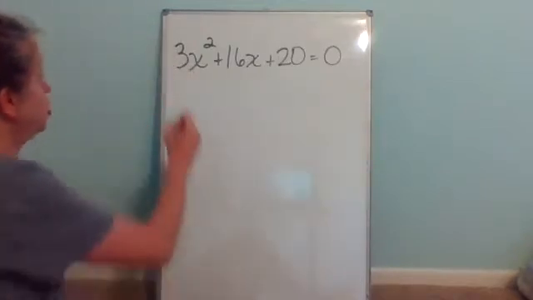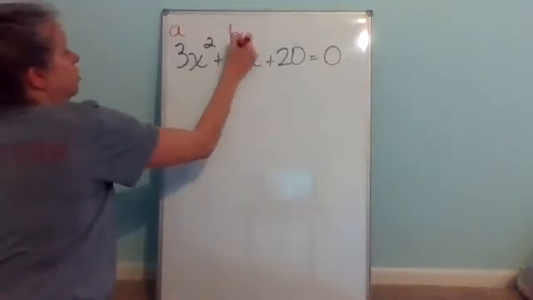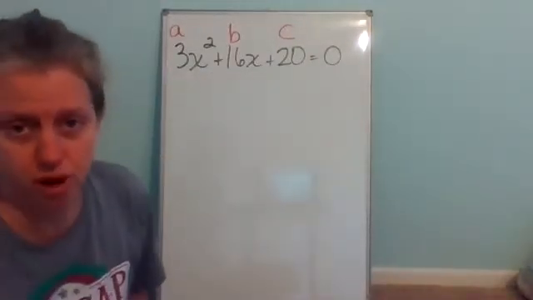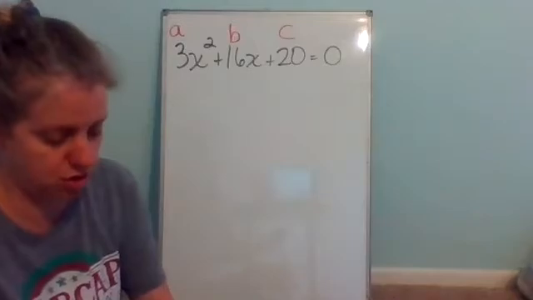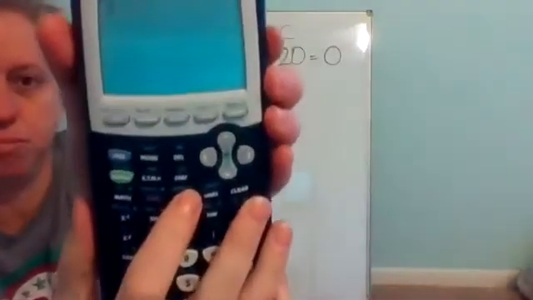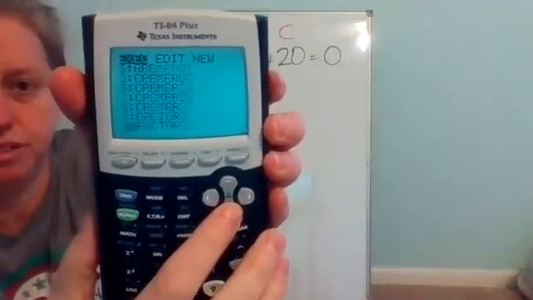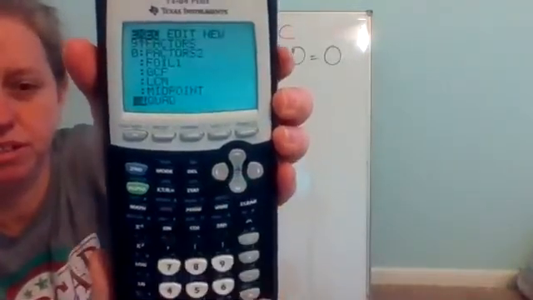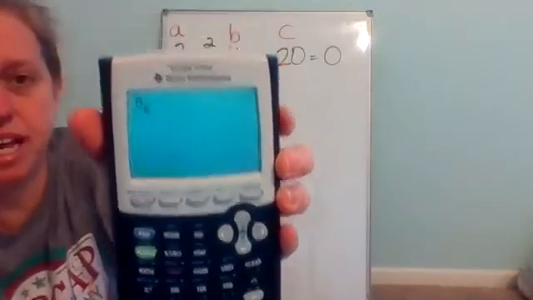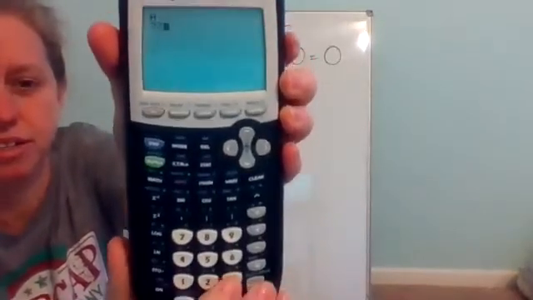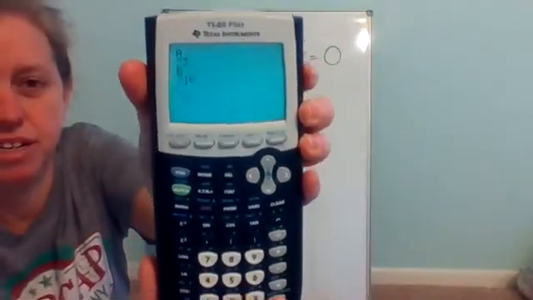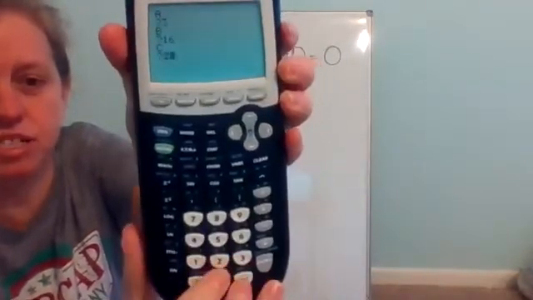And then again, here's your A, your B, and your C. This is a much more difficult factoring problem, okay? But again, if you use the quad program, program, down to quad, and enter your A, B, and C, which are 3. My B looks like 16. And my C is 20.